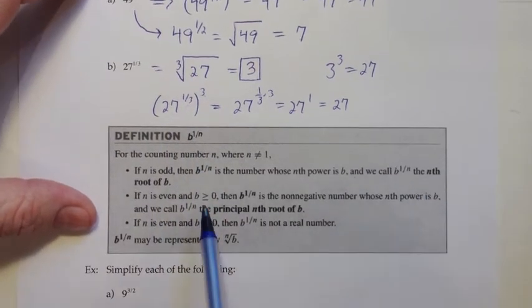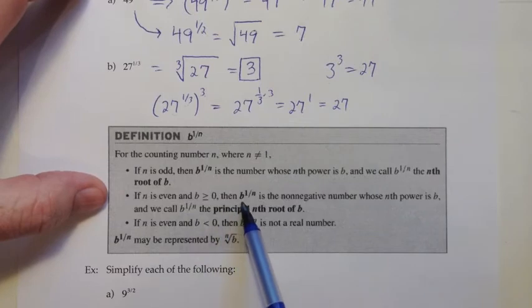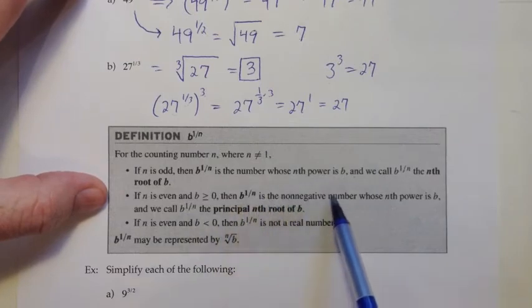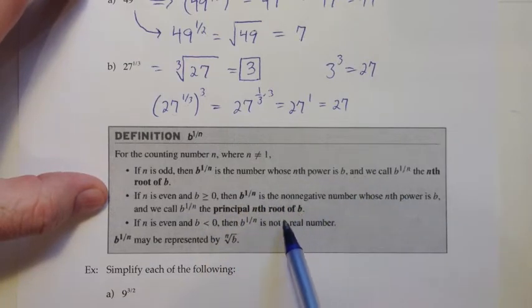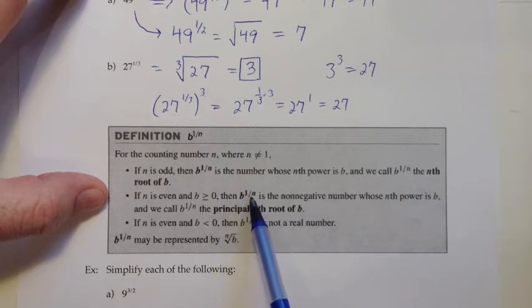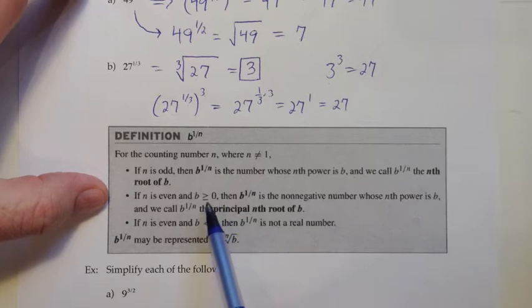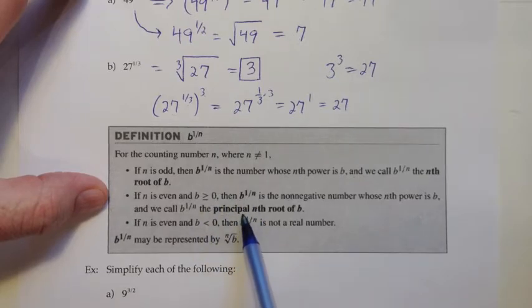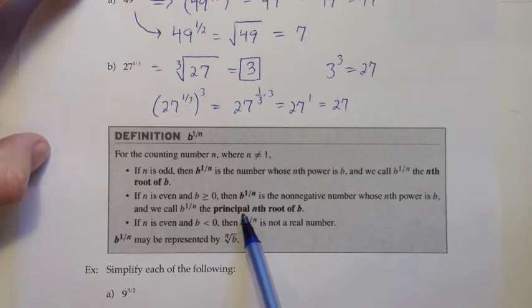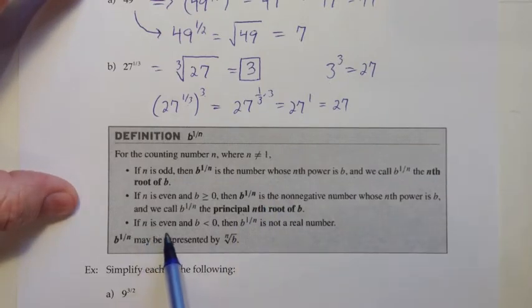And then if n is even, then you need the base to be positive, and then you would still say it's the nth root of b. When you take an even root, both a positive and a negative root are possible, but when we write it this way, we're going to want that to be the principal root, or positive root, like we talked about with square roots in chapter 9. And then finally, if n is even and b is negative, then you don't have a real number.